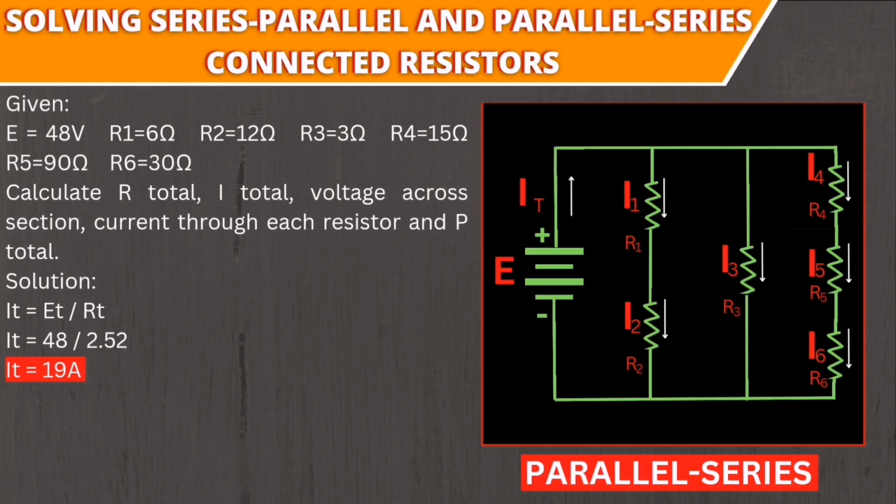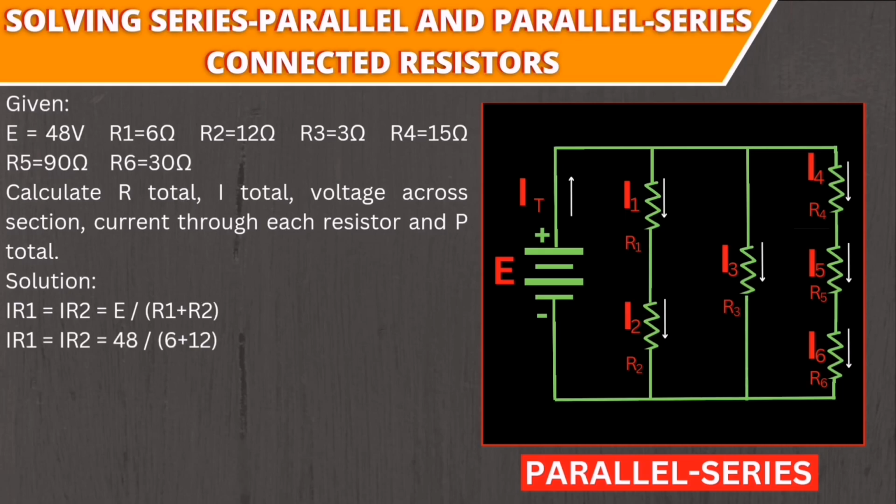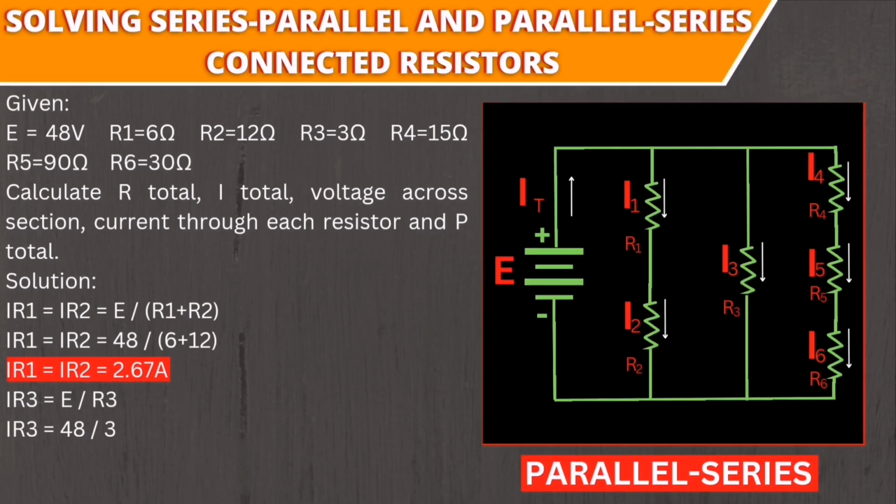Then for letter C, which is the current through each resistor, since R1 and R2 are in series connection, their current is equal, so IR1 is equal to IR2, which is equal to E divided by R1 plus R2. Substituting the given, it will be 48 volts divided by the summation of 6 ohms plus 12 ohms. The current flowing at IR1 and IR2 is equal to 2.67 amperes. And for resistor 3, the current IR3 is simply E divided by R3, which is equal to 48 volts divided by 3 ohms, which results in 16 amperes. So IR3 is equal to 16 amperes.